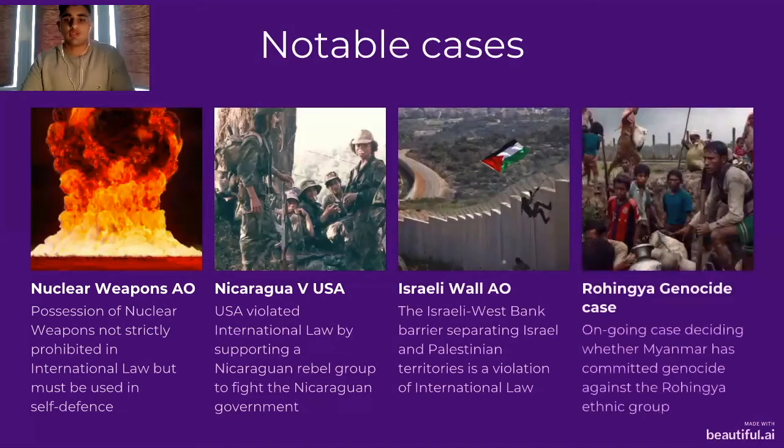And a recent ongoing case that's come to light at the ICJ is the Rohingya Genocide case. So this is ongoing, and this is deciding whether Myanmar, the state of Myanmar, also known as Burma, has committed a genocide against the Rohingya ethnic group, which are in its territory.